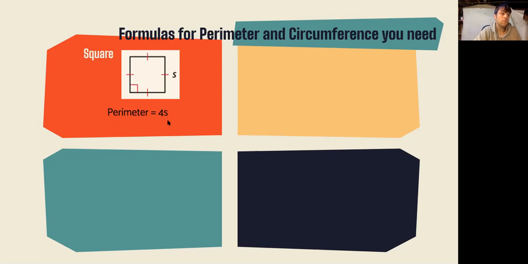The perimeter of the square can be written as 4 times S because we have 4 of the same side length, and if we multiply that side length by 4, that's going to give us the distance around the outside for a square. Again, we could also just simply add all of the lengths together, but this one's a little bit quicker if we just multiply one of them by 4.